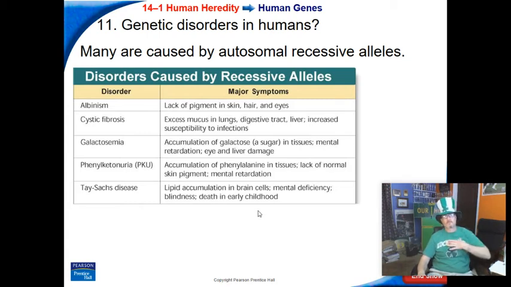Okay, let's get into genetic disorders. Many are caused by autosomal recessive alleles. So we're talking about lowercase letters, recessive alleles, found on autosomes, which is chromosomes 1 through 22. Here are a couple of examples: albinism, cystic fibrosis, galactosemia, phenylketonuria, and Tay-Sachs.